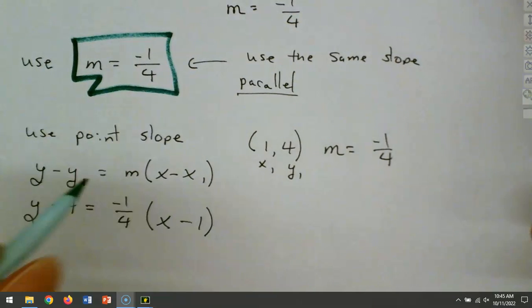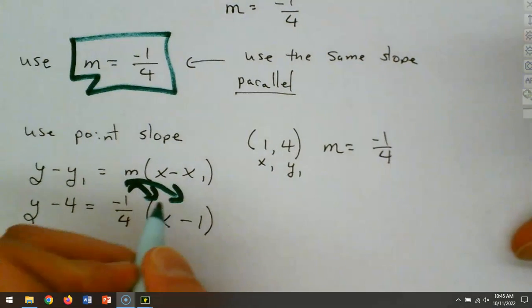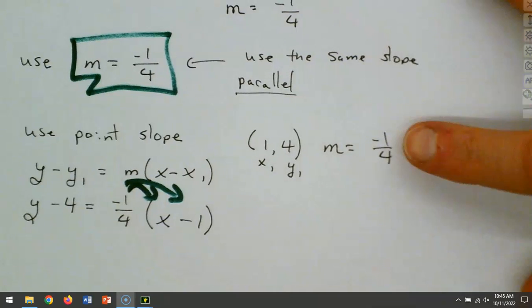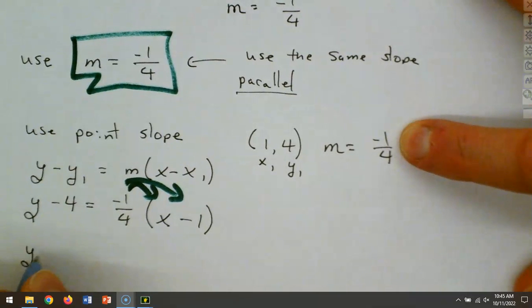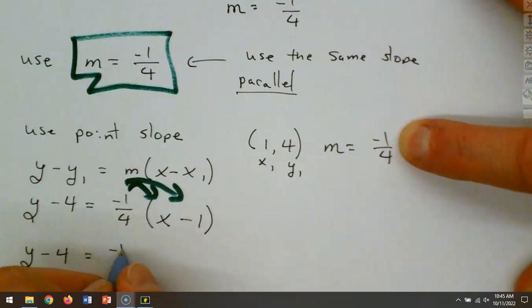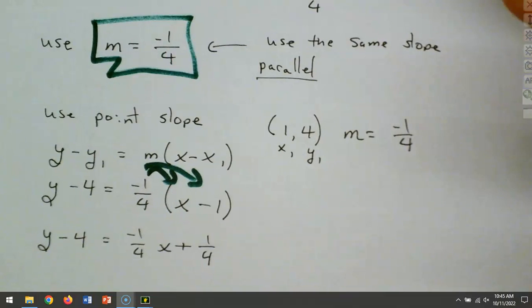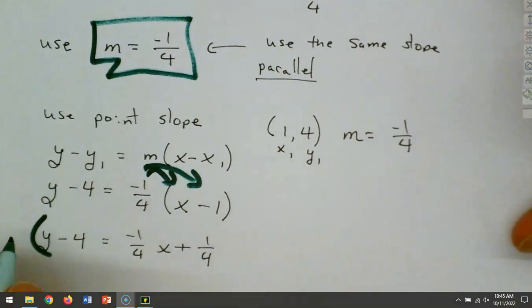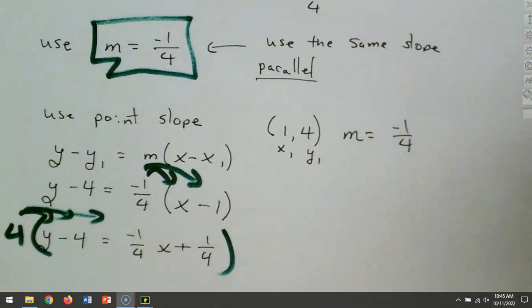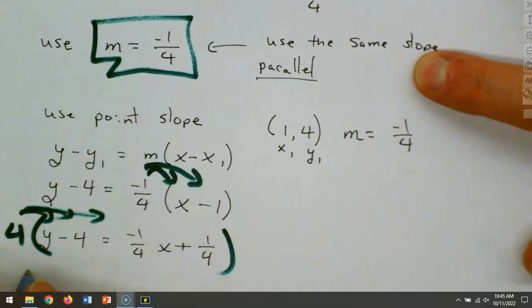Distribute that fraction through. And then we're going to clear it. We do want it in slope-intercept form, but we're going to go ahead and clear that fraction out just to make it a little bit easier. Double negative makes it a positive 1/4. I'm going to multiply this all by 4. And that leaves me now with 4y minus 16 equals a minus x plus 1.